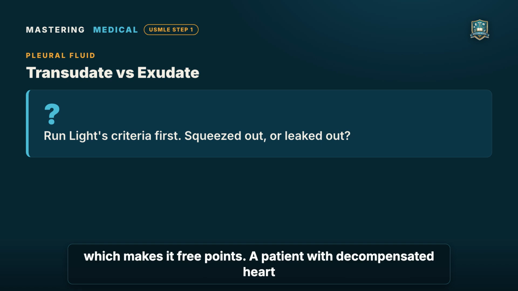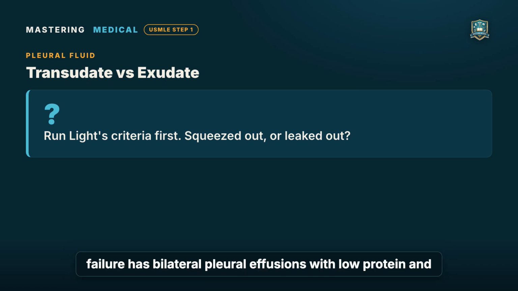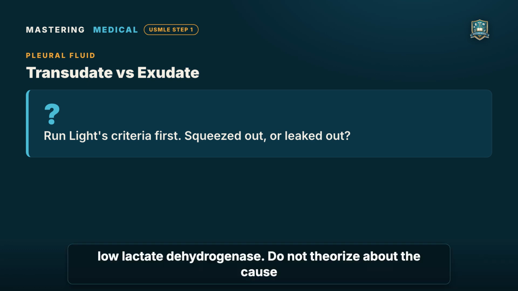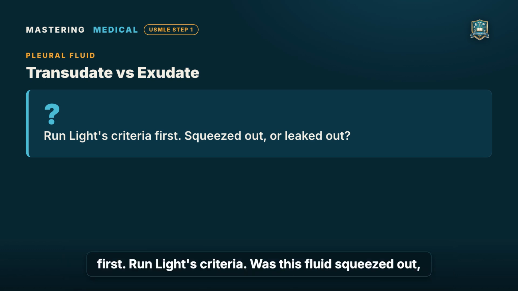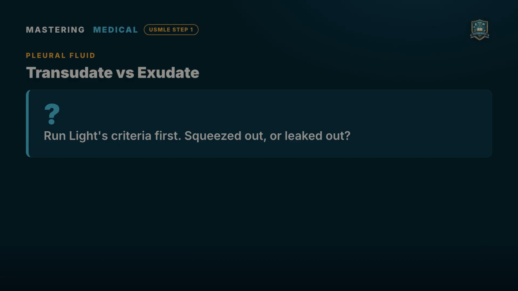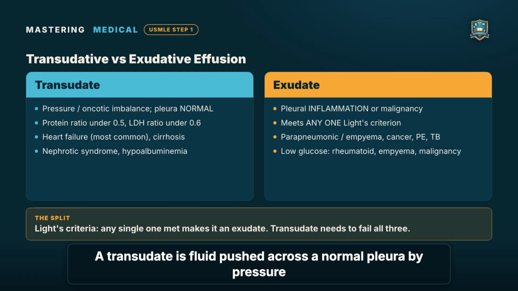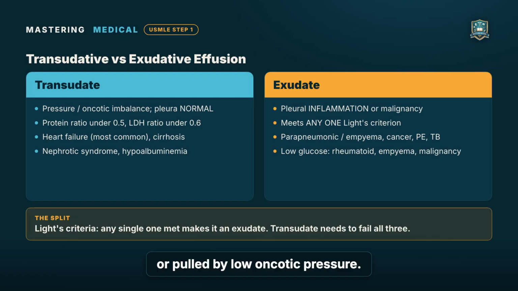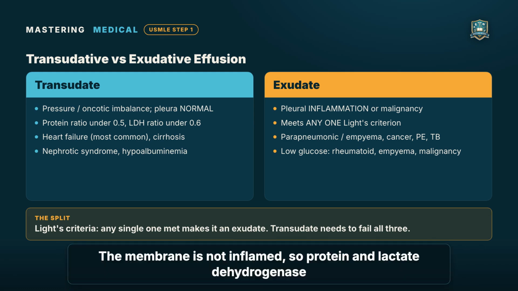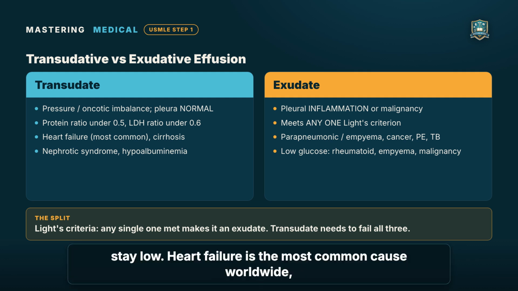A patient with decompensated heart failure has bilateral pleural effusions with low protein and low lactate dehydrogenase. Do not theorize about the cause first. Run Light's criteria. Was this fluid squeezed out or did it leak out? Transudate is fluid pushed across a normal pleura by pressure or pulled by low oncotic pressure. The membrane is not inflamed, so protein and lactate dehydrogenase stay low. Heart failure is the most common cause worldwide, followed by cirrhosis with hepatic hydrothorax and nephrotic syndrome.